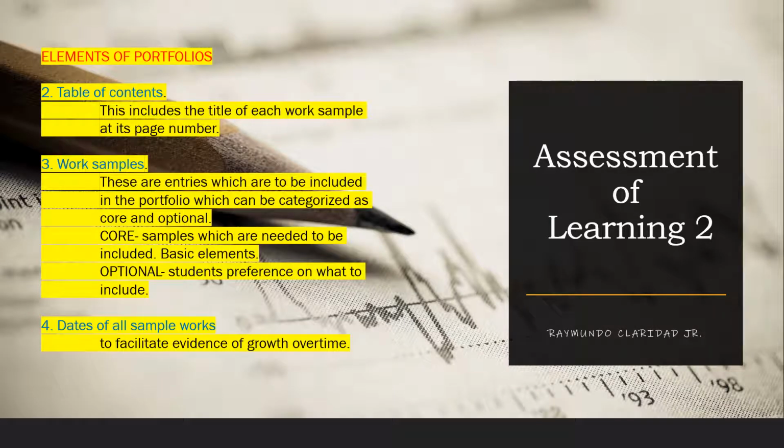And the second element of the portfolio is the table of contents. This includes the title of each work sample and its page number. And number 3 is the work samples. These are entries which are to be included in the portfolio, which can be categorized as core and optional. Core entries are samples which need to be included, or the basic elements. Optional are those based on the students' preference on what to include. And number 4 is the dates of all sample works. This is to facilitate the evidence of growth over time.